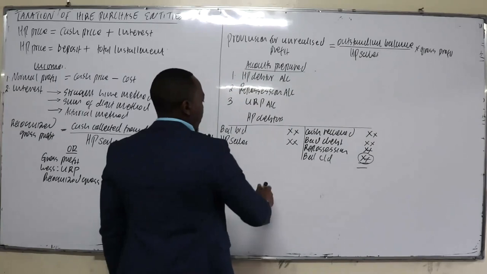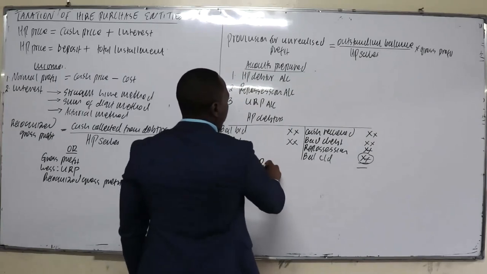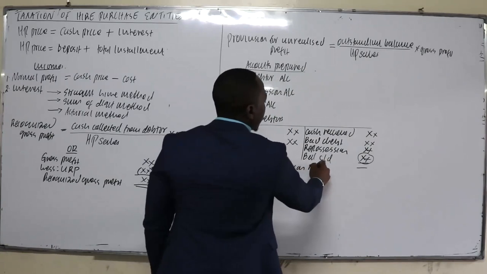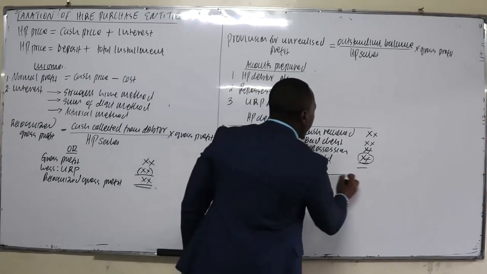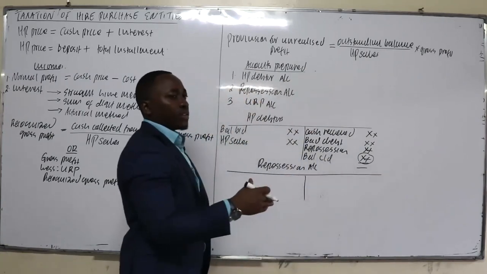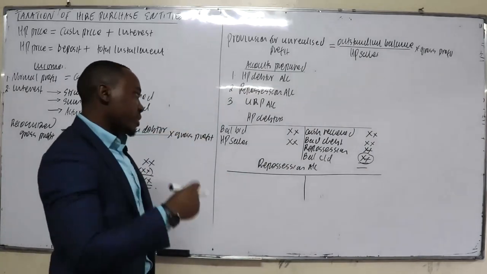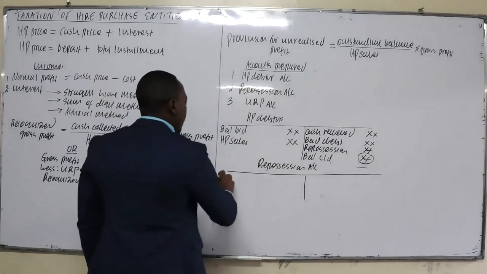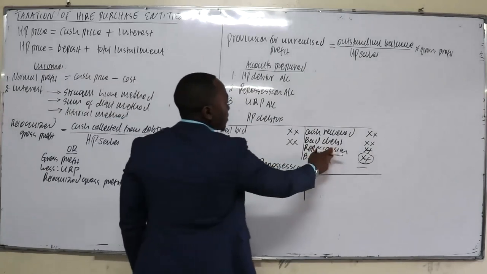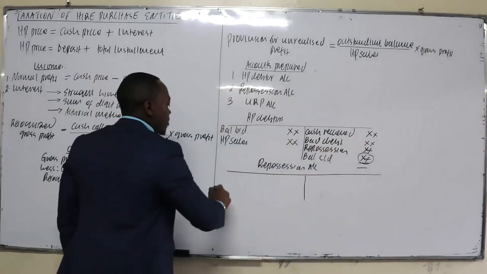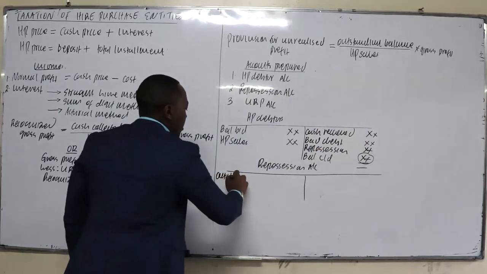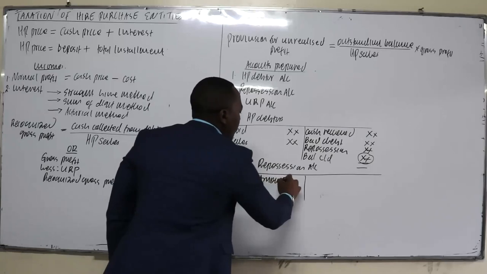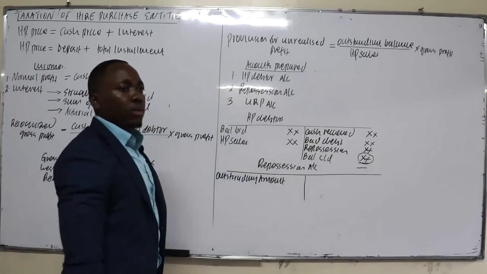Then the other account prepared is the repossession account. The motive of preparing this account is to determine whether, in case you repossess the asset, you will repossess at a gain or at a loss. And how do we determine whether it's a gain or a loss? First of all, you take the outstanding amount, which you created on the debtors account, at the date of repossession.